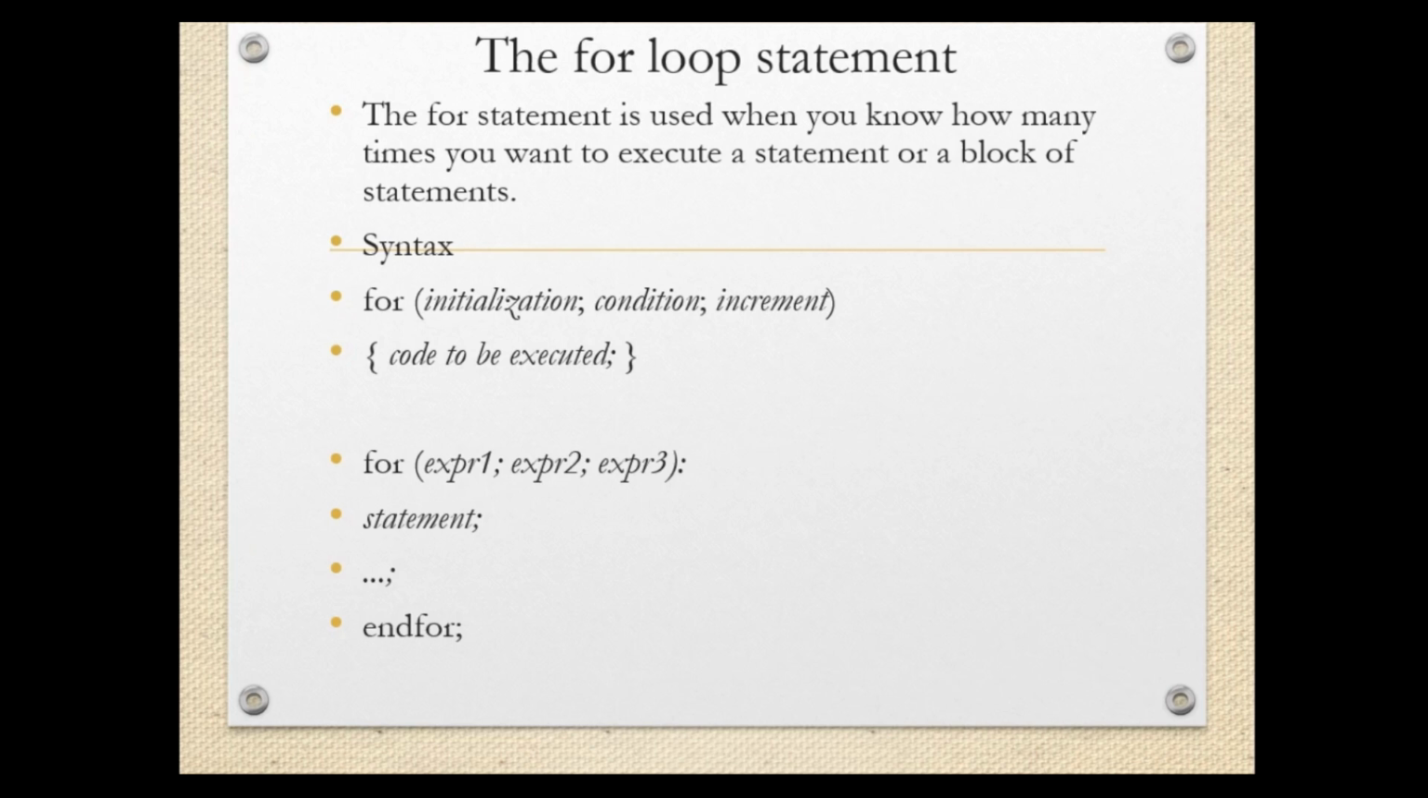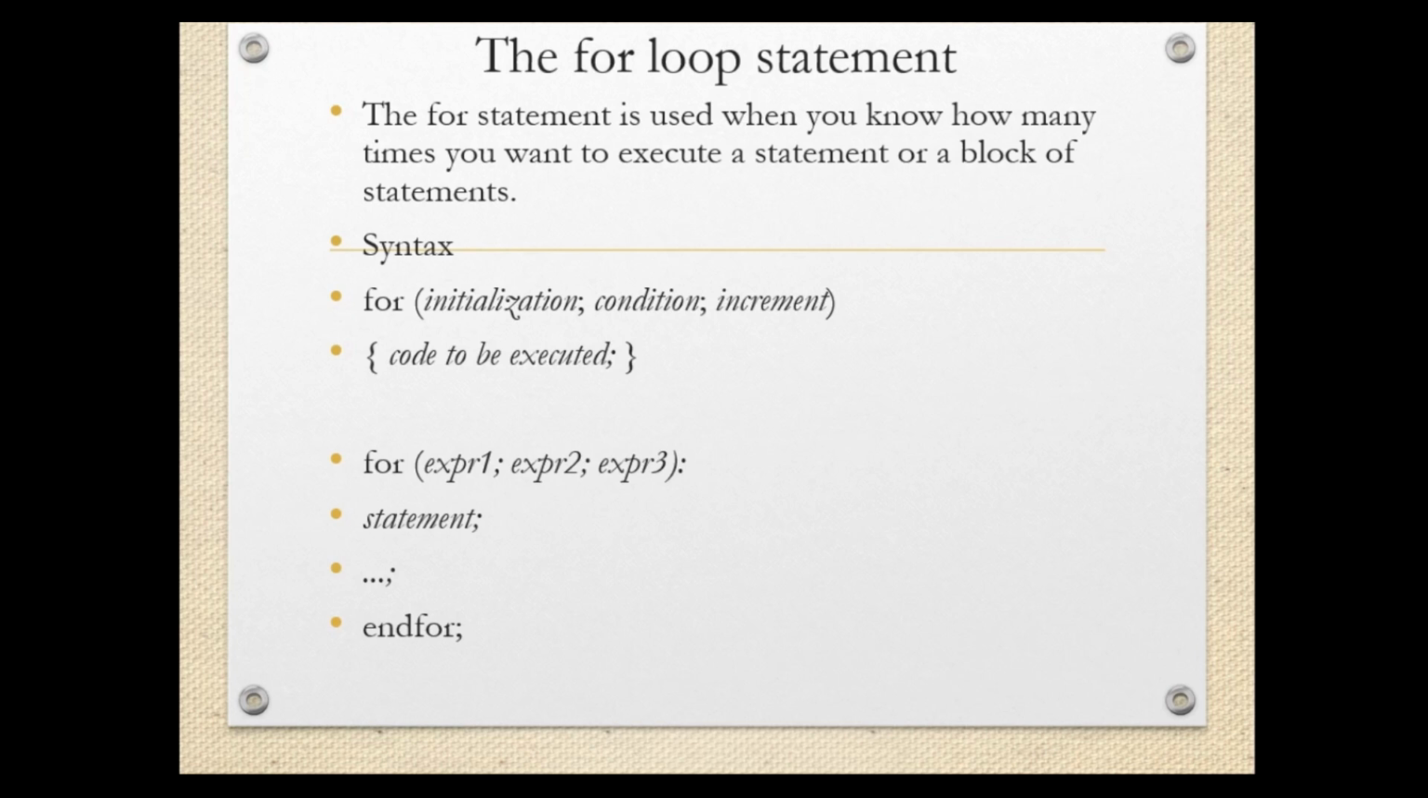Okay, for loop, the for statement is used when you know how many times you want to execute a statement or a block of statement. Okay, the syntax of for loop is for in bracket. Basically there are 3 types of variable, 3 types of method that are passed in for loop, that is initialization, condition and increment. You can also tell this working of for loop.